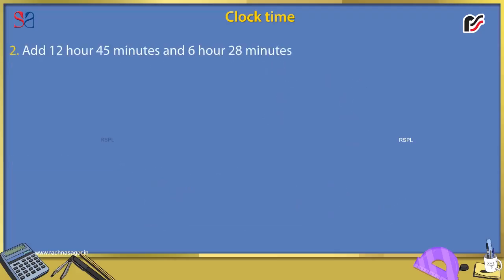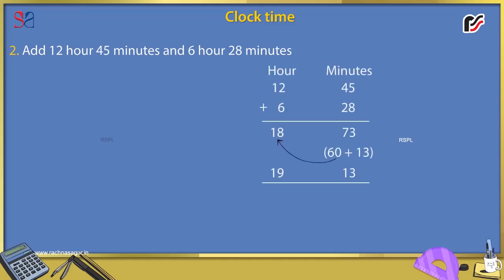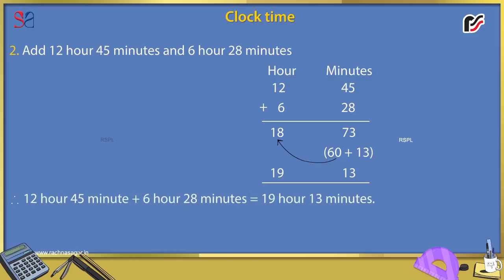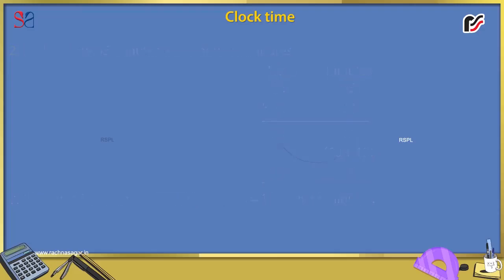Second, add 12 hours 45 minutes and 6 hours 28 minutes. 12 hours 45 minutes plus 6 hours 28 minutes is equal to 19 hours 13 minutes. Therefore, 12 hours 45 minutes plus 6 hours 28 minutes is equal to 19 hours 13 minutes.